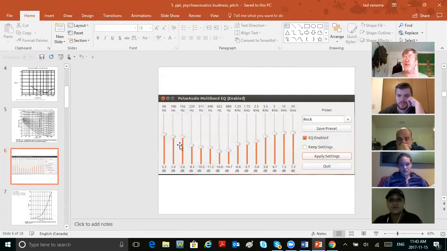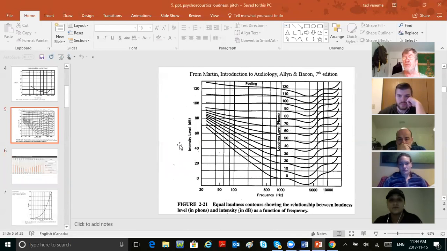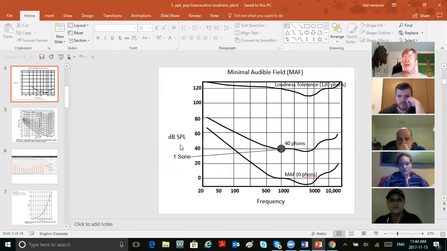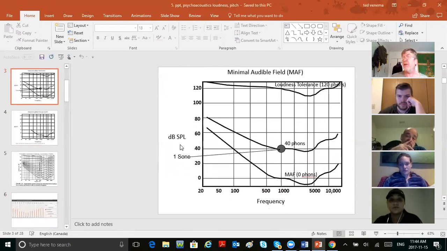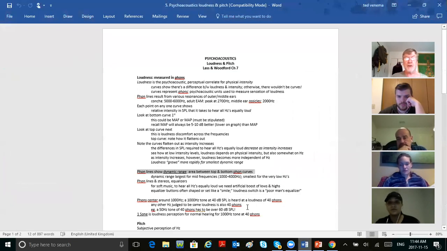Equalizers, shaped like a smile. How come? Because of this. Because of this. All about the curves. Okay? Just something to internalize here.